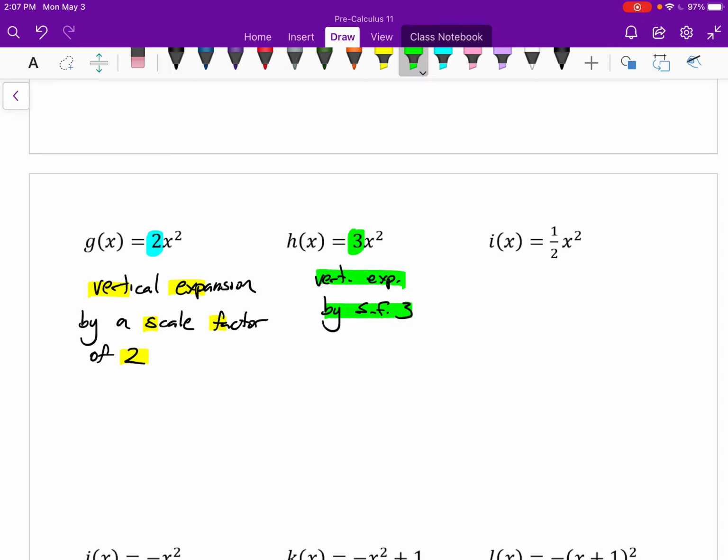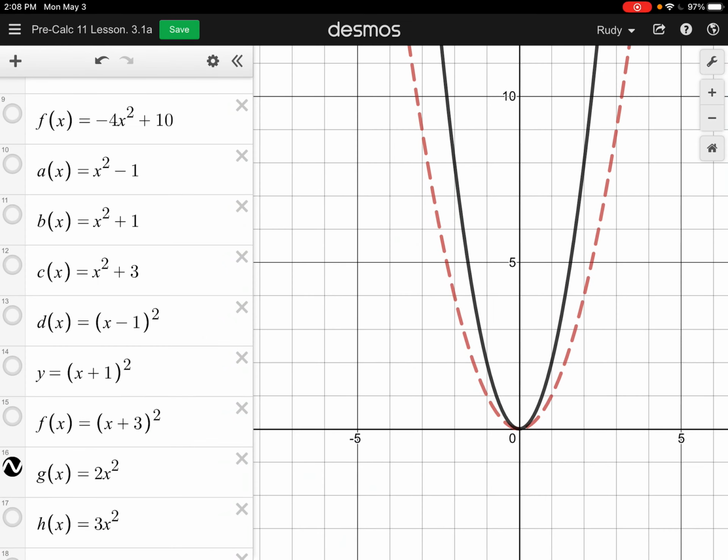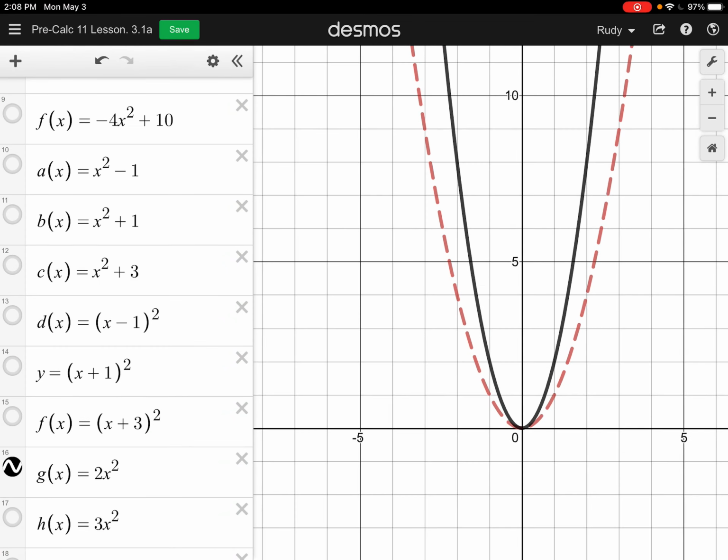That means all my y coordinates will now be 3 times higher than x squared, which means the stretch is going to be even more. But it's still going to go through 0, 0. Because again, if I go back here, when we're dealing with the vertex, both these functions right now have the same vertex. And that's because they both have a y coordinate of 0 right there. I don't care what you multiply 0 by. It's going to say 0.